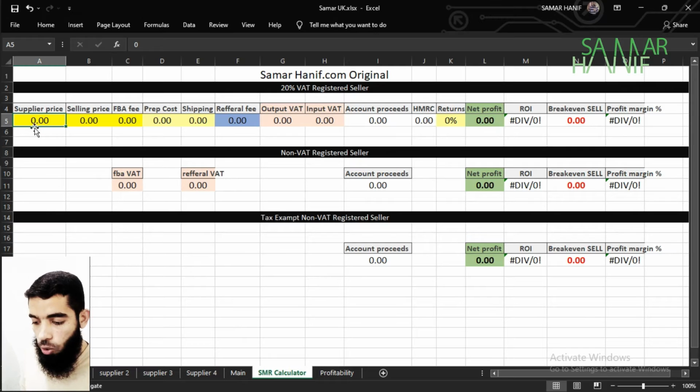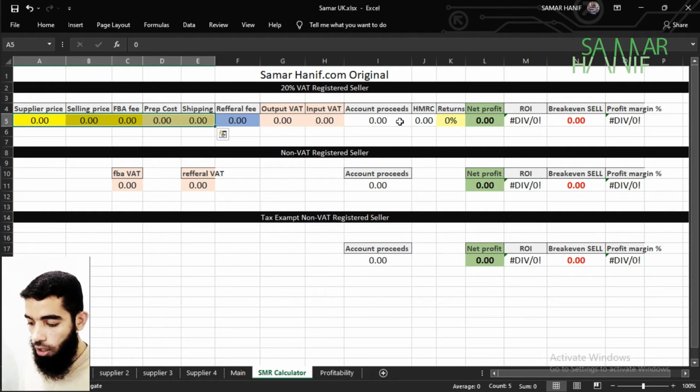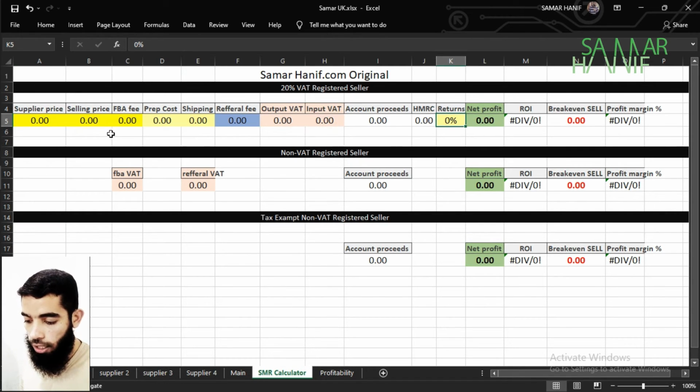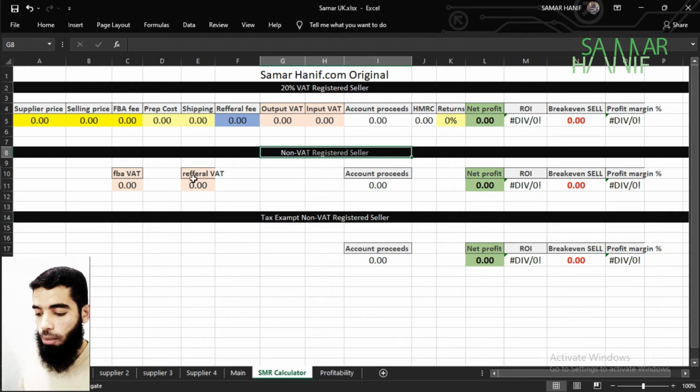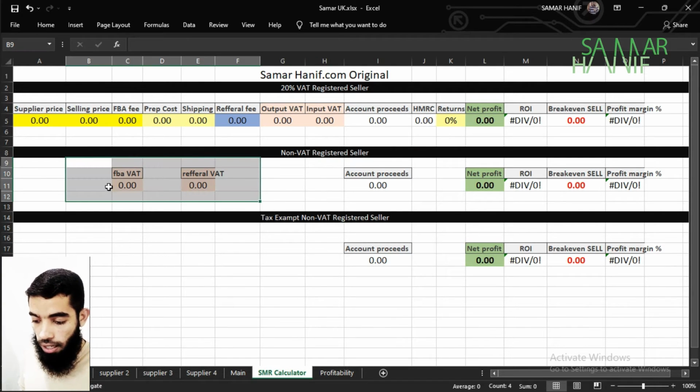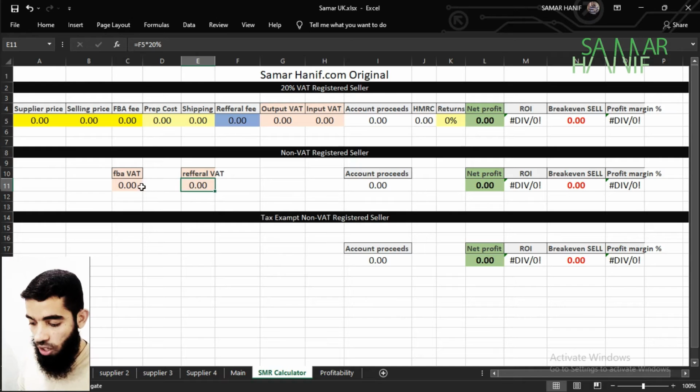You only have to enter your values in the yellow cells and all other cells will be updated accordingly. As you can see, this sheet has 3 different calculation sections. This top section is for 20% VAT registered sellers. Non-VAT registered sellers don't report anything to HMRC, but they do pay 20% VAT on all of Amazon fees if they have not applied for the tax exemption.